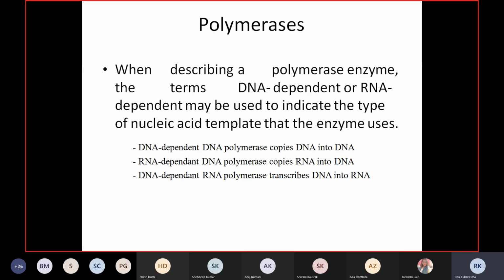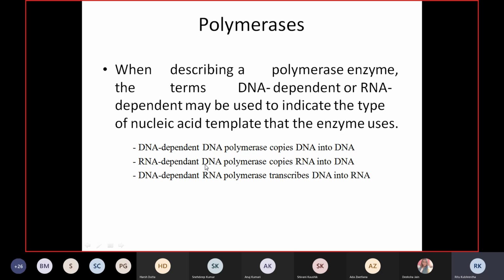Okay, so now coming to polymerases. As the name suggests, these are the enzymes which make polymers of nucleotides. Again, depending on what template is used, there is a categorization of these polymerases. So there is DNA dependent DNA polymerase. It means it uses DNA as the template and puts the corresponding nucleotide. So it copies DNA into DNA.